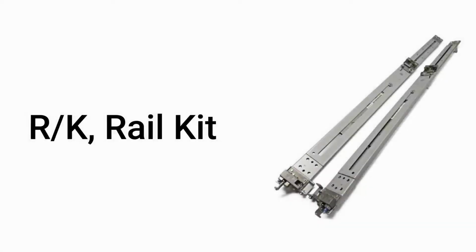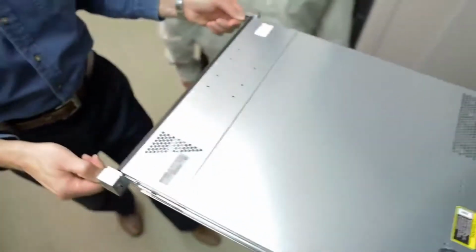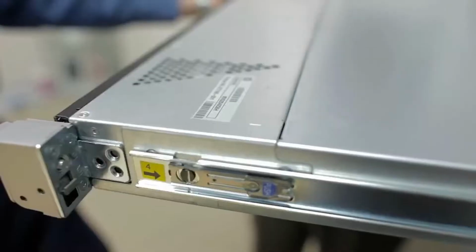RK or rail kits are used to mount devices to the rack. They allow for easier maintenance since the device can slide out from the rack. Some of the rail kits are also quick release and will have a button you can press to remove the rail attached to the server while leaving behind the rail mounted to the rack. Here is a sliding rail kit with quick release.